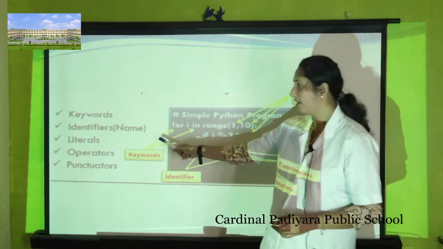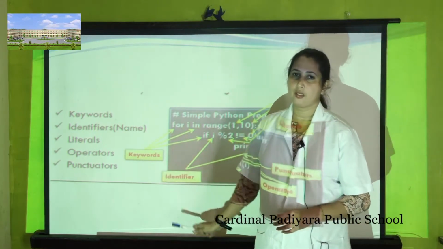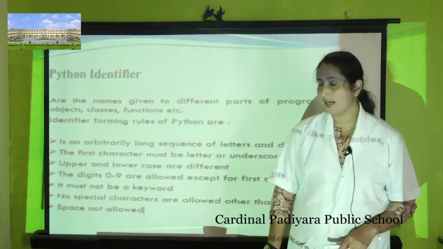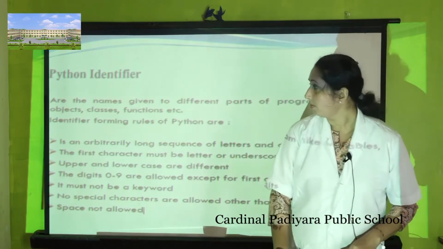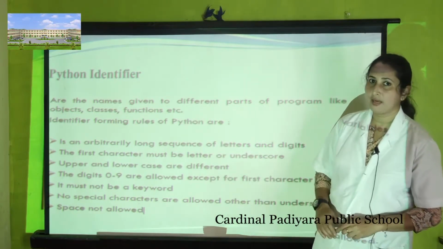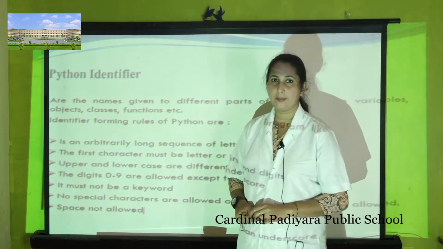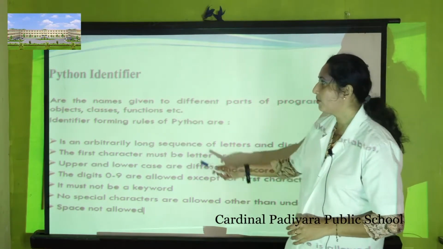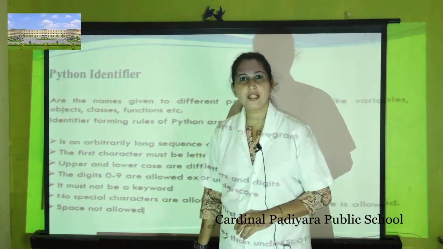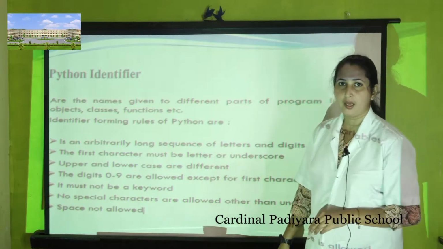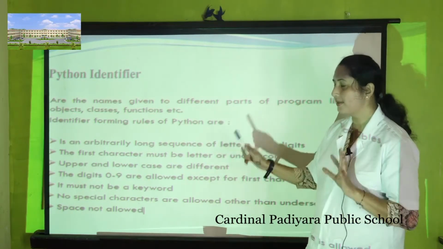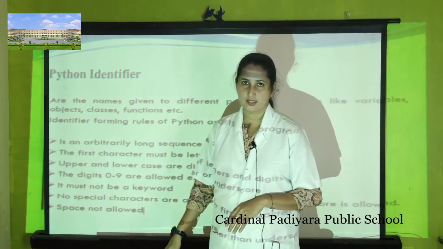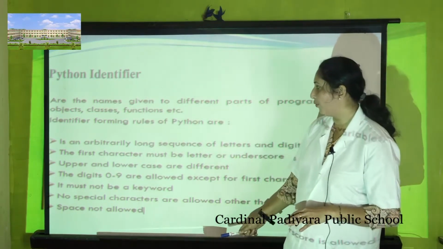Keywords, identifiers, literals, operators and punctuators are the different tokens, not keywords. Next, identifiers. Keywords means a reserved word, a predefined one that does not change its meaning. Next, Python identifiers. Identifiers means names given to a function, variable, classes or objects. There are some rules we have to follow.